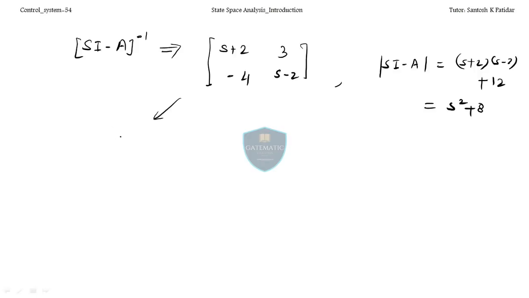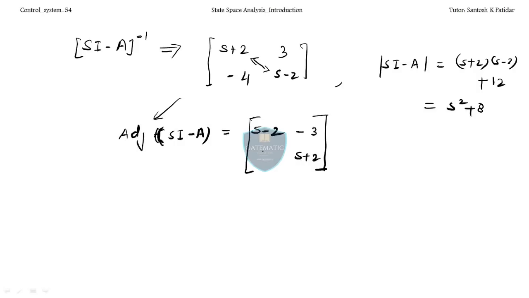How to find adjoint A? I think you know very well. Adjoint A means adjoint of this sI minus A. Can I do it directly here? This is part of mathematics, and I hope you already know it. For order 2 cross 2, you just interchange these two: s minus 2 will come here, s plus 2 comes here, and you change the sign of the off-diagonal terms: minus 3 and this will become 4. And the inverse of this will be this divided by this.